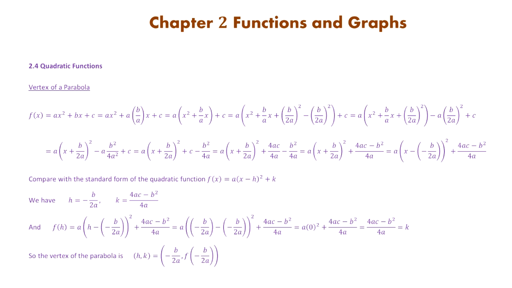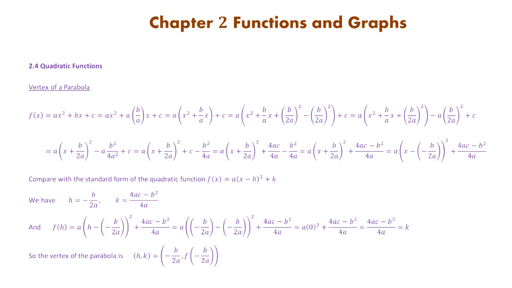If the x and y coordinates of the vertex point on the curve are h, k, then we can use this formula to find the vertex of the parabola, where h is equal to negative b over 2a and k will be equal to f of h, or f of negative b over 2a. So this is the formula we got last time.